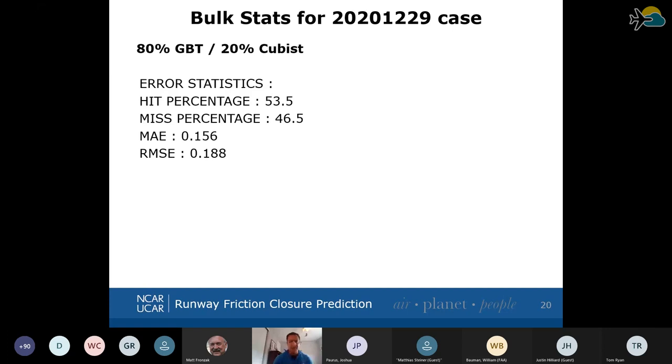Next slide, okay. And then really quickly, I'm not going to spend a whole lot of time on this. We have other ways to look at the forecast verification in terms of bulk statistics. We can put in a date and time range and look over 24 hours, and it'll look at every forecast generated. Remember, we're generating forecasts every hour. And then it does some scoring. It tries to line up the forecast lead times with the observations. We do hit or miss percentages based on the critical range between 0.35 and 0.2. In this case, we had a hit percentage of 53% and a miss percentage of 46%. We had an MAE of about 0.156 in terms of the mu values. Next, please.